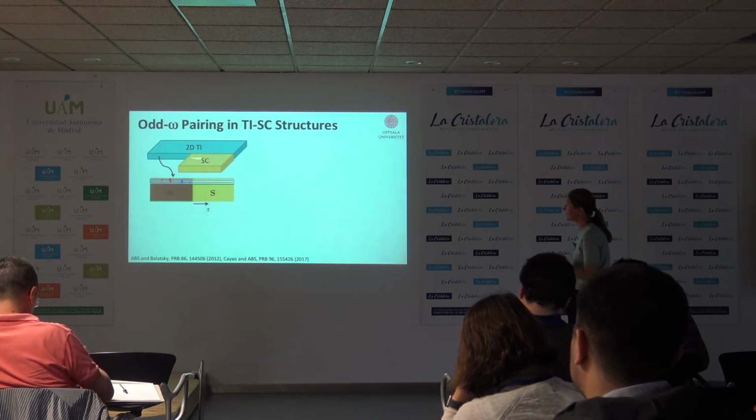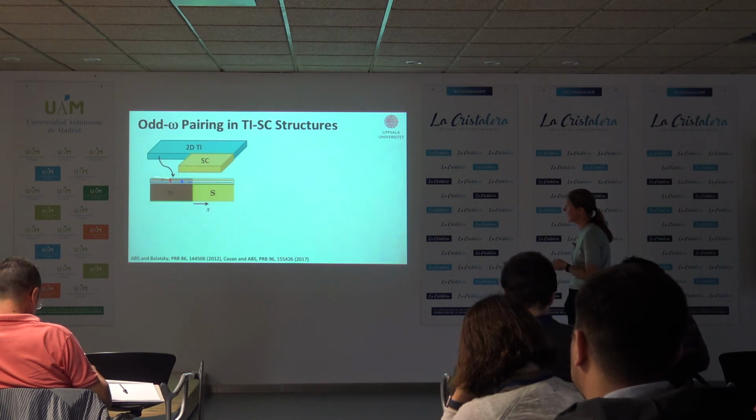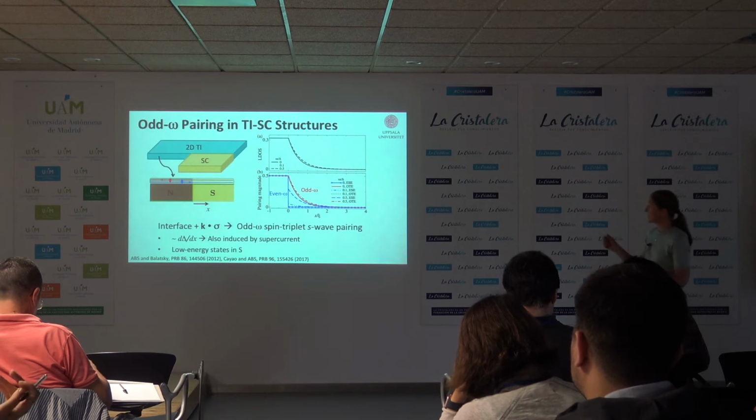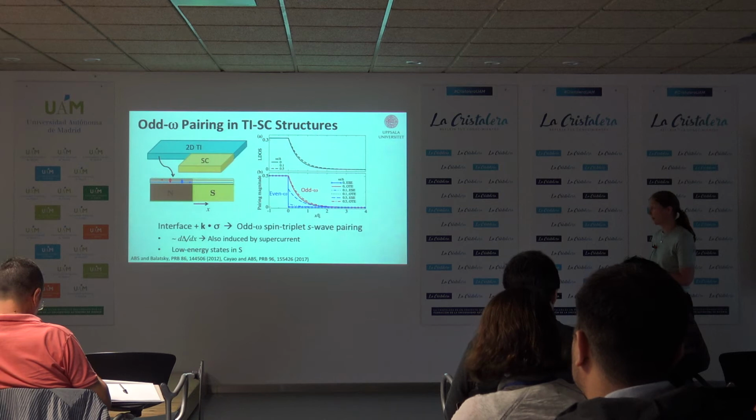and we put a superconductor, and this is just the helical edge state here, then you can actually get spin triplet S-wave pairing that's odd in frequency. So now I can touch the spin part of my condensate because I have spin-orbit coupling.